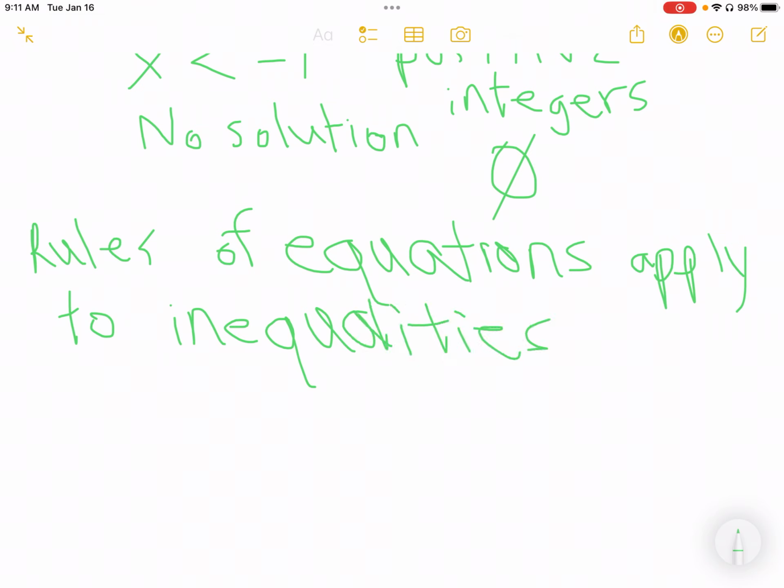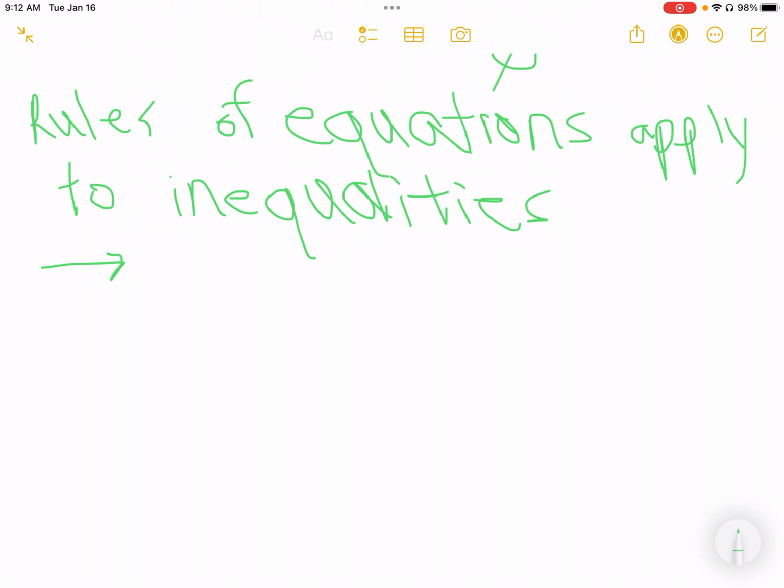We don't use an equal sign in inequalities. You can notice I'm using less than and greater than, so those things are different, but pretty much that's the only difference. What's my goal? My goal is to isolate the variable.